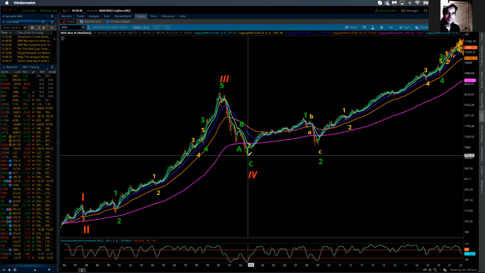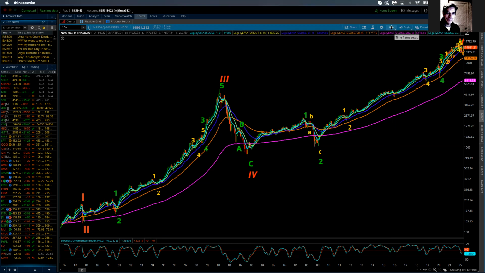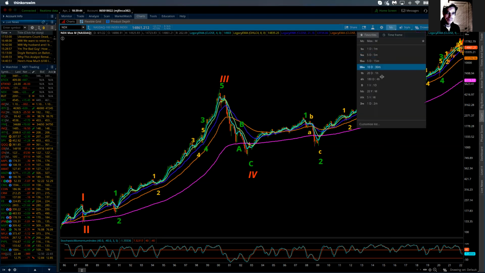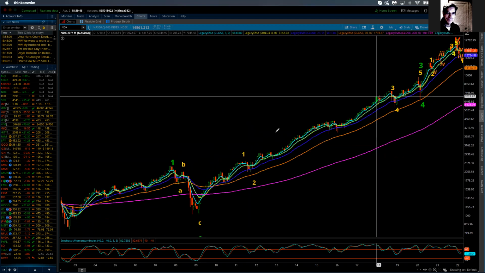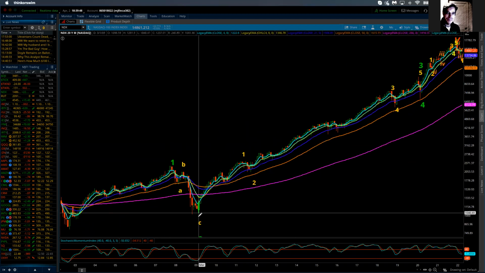So we're 20 years into this almost. It's 2022. And where should we be reaching this top? Well, the way that I'm counting it, I believe we already have. So let's go down to just the monthly chart. And again, we're back over here.